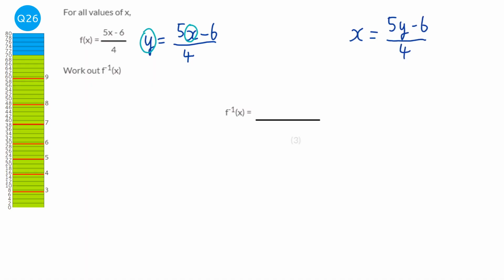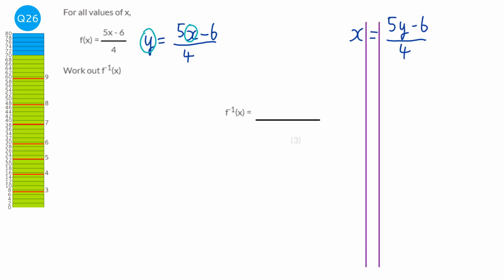Now the challenge is to get it so that it's y equals rather than x equals. So we're going to start off by multiplying both sides by 4. And that will give us 4x on the left hand side, and it will get rid of the fraction on the right hand side, which was kind of the point. Next we're going to get rid of that minus 6, so we're going to add 6 both sides.